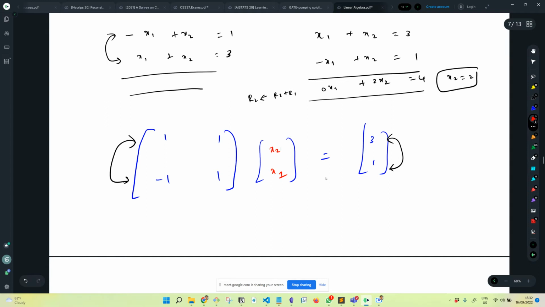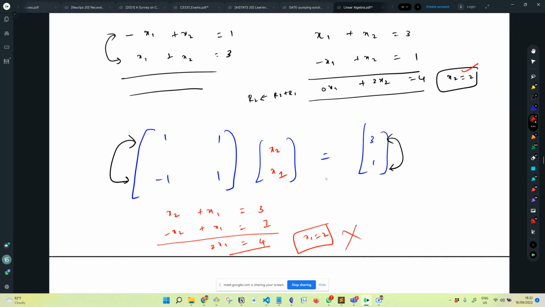Exactly. So how is the equation changed? If I multiply A into x, I'll get x2 plus x1 equals 3 and minus x2 plus x1 equals 1. Now, if you solve this system in a situation where you have swapped the rows of x also, you will get 2x1 equals 4, so x1 equals 2. But in the original system, x2 equals 2, not x1 equals 2. Do you see the mistake? So you should not swap the rows of x.